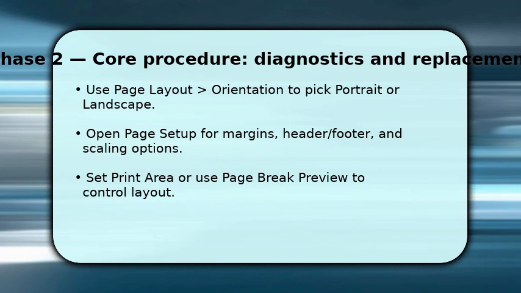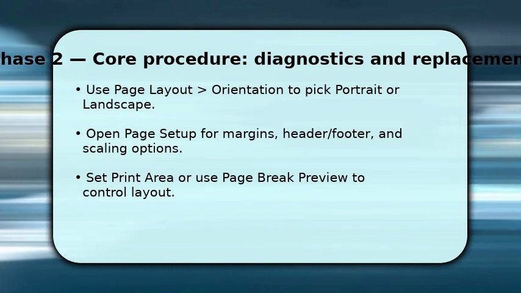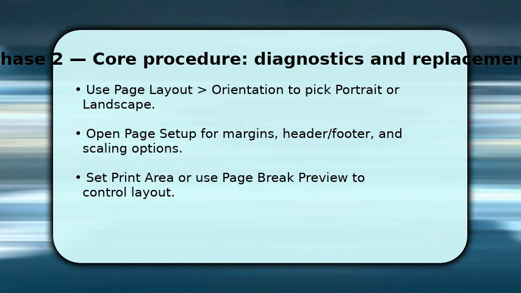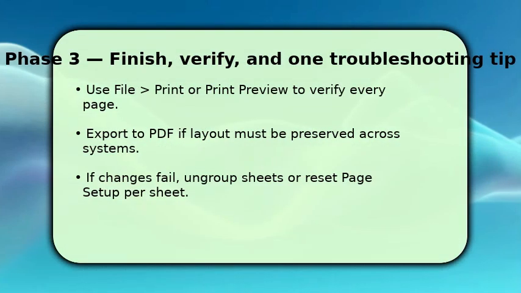Scaling to fit sheet on one page or setting a custom % avoids awkward page breaks. Also set a print area or enter page break preview to move breaks manually, because orientation alone won't fix clipped columns or extra pages. Finish by previewing.